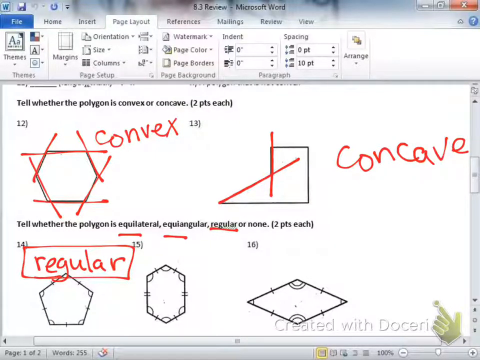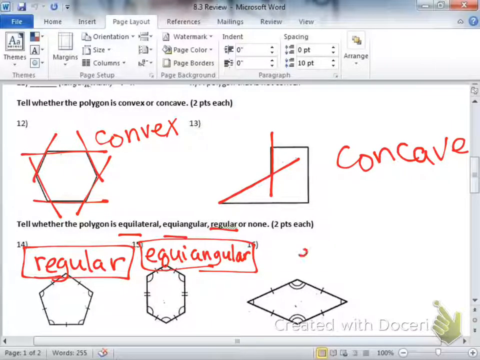Number 15, what are you thinking? Equiangular. The sides are not all the same, so we can't go equilateral or regular, but all the angles are the same, so equiangular. And then the last one? Equilateral. All the sides are the same.